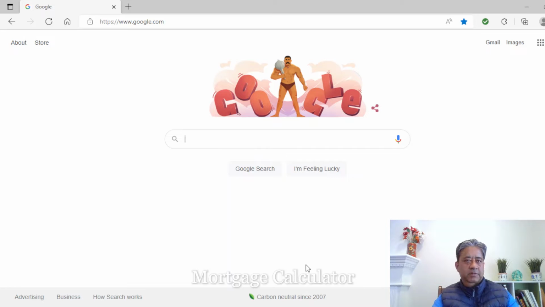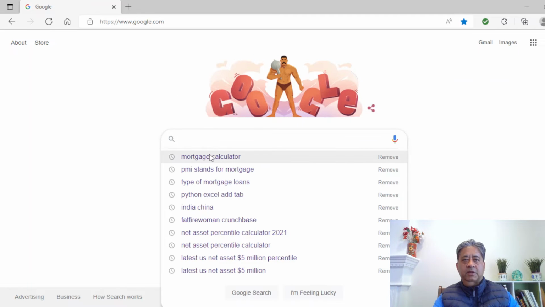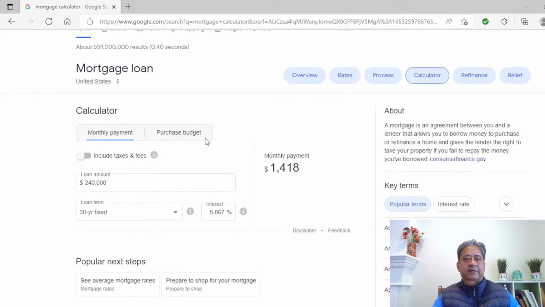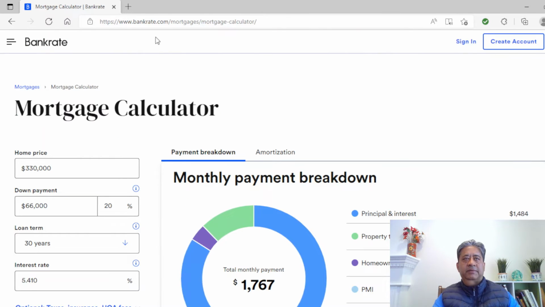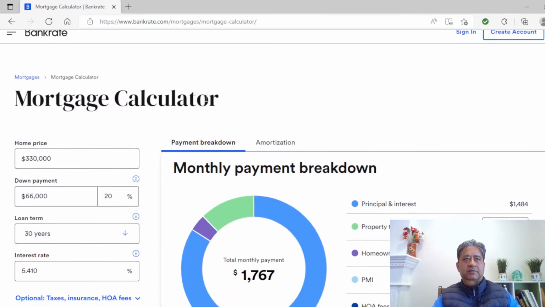Now let's talk about the mortgage calculator. In the last section we talked about the different types of mortgages: conventional mortgages, jumbo mortgages, federal sponsored mortgages, adjustable rate mortgages, fixed term mortgages, etc. So let's go to Google and search for mortgage calculator. Here it shows a typical mortgage calculator. Let's select the mortgage calculator available at bankrate.com. I will put the link below in the video so that you can use this calculator.